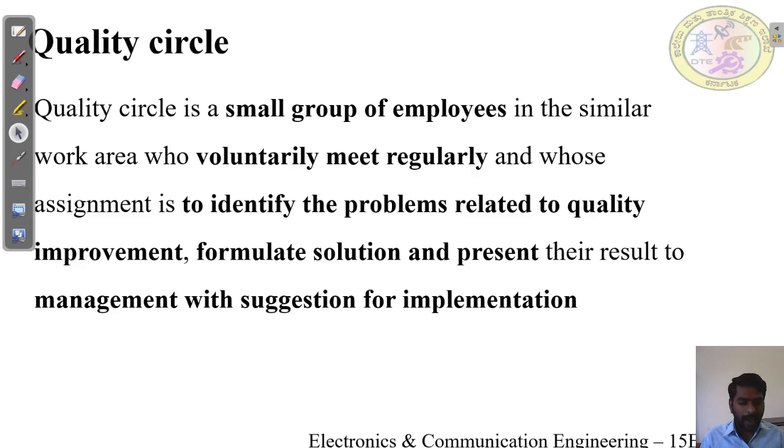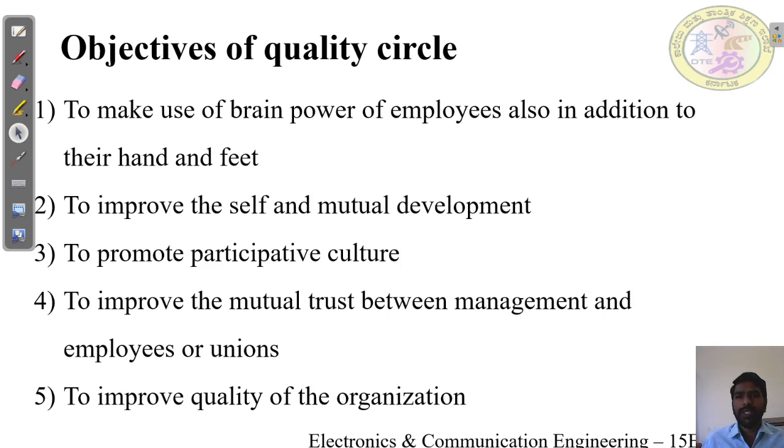These are all the things that happen in the quality circle. And the objective of the quality circle: the main reason why people come together is because they want to make a quality product for the market. Why do they want to give a quality product to the market? Because the organization or industry wants profit.